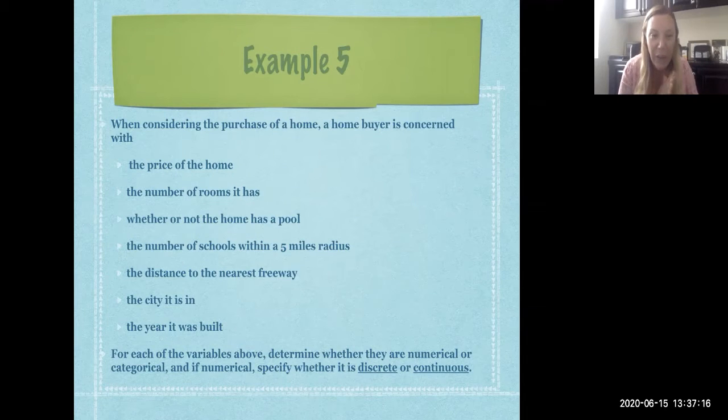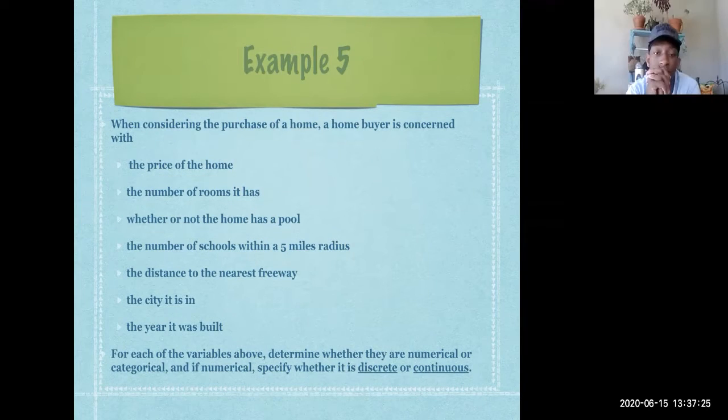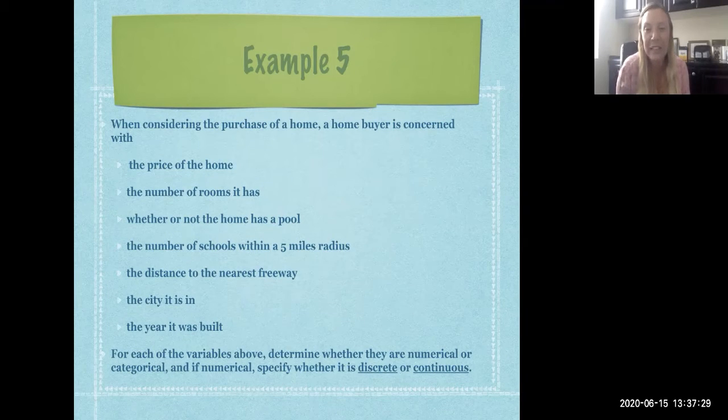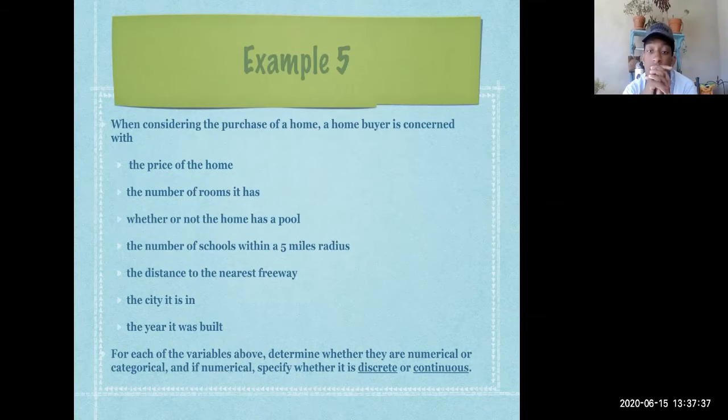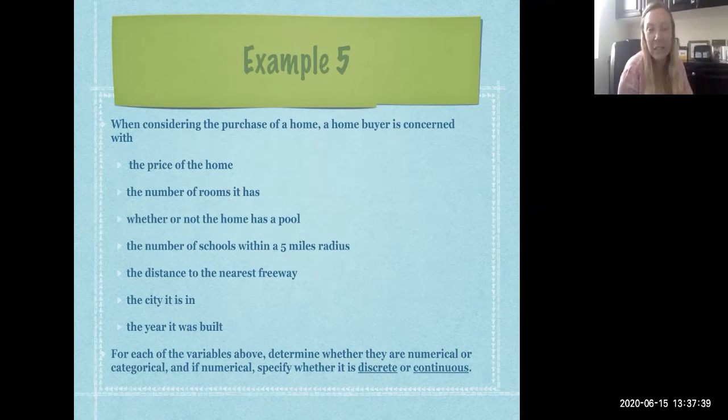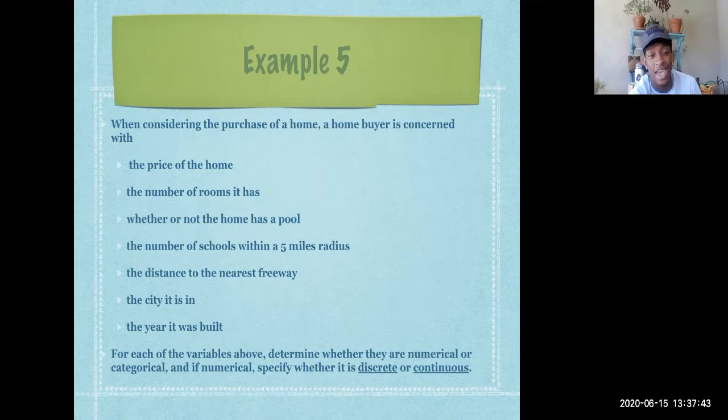Okay, Joshua, you're next. Number of schools within a 5-mile radius. Numerical. Absolutely, perfect. And since it's numerical, is it discrete or continuous? Discrete. Perfect. And why is it discrete? Because you can't have like half of a school.